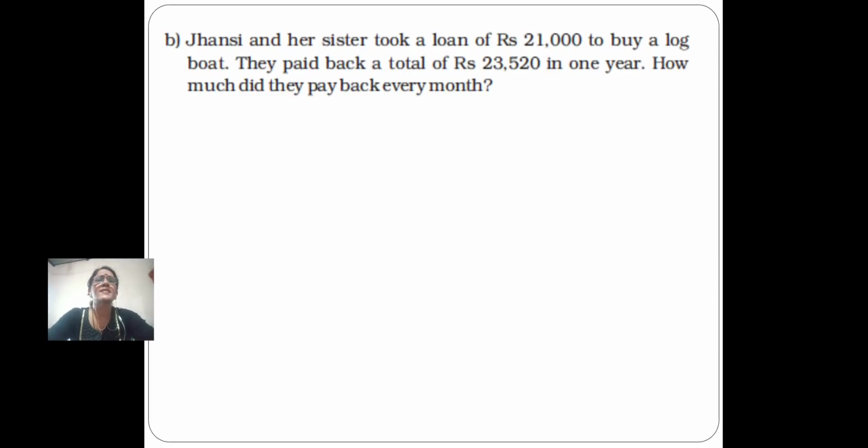Now Jhansi and her sister also took a loan of rupees 21,000 to buy a log boat. Yes, they want to buy a boat now. These two sisters want to go fishing on their own. And you know, now women also are going on their own. They don't depend on men. They also go for fishing. Yes, and they paid back. And now they have taken a loan of 21,000 from the bank.